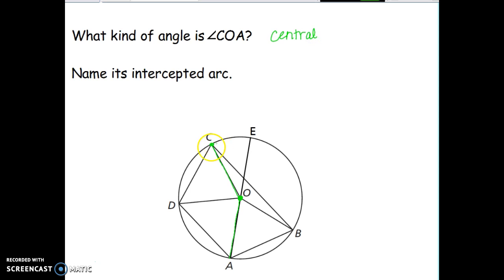And the intercepted arc has to go from one of the sides to the other of the sides. Now if we look at this, this is the diameter right here. So this arc is less than 180 degrees, which means that it is a minor arc. So we can just call this arc CA.